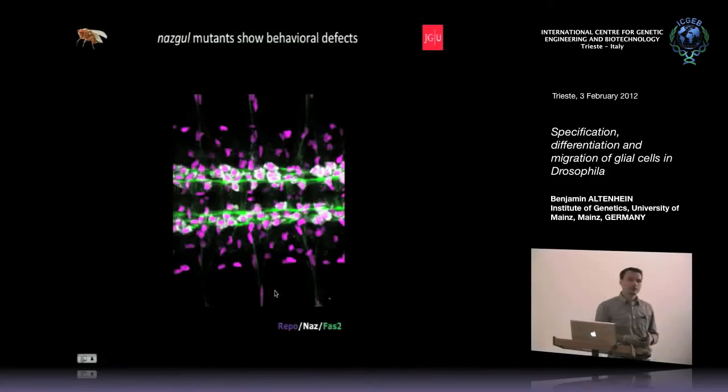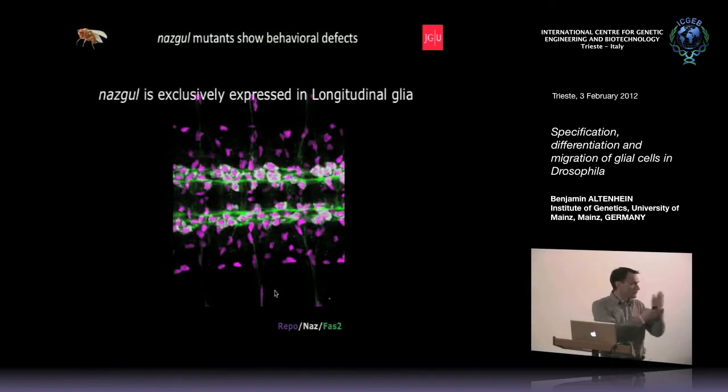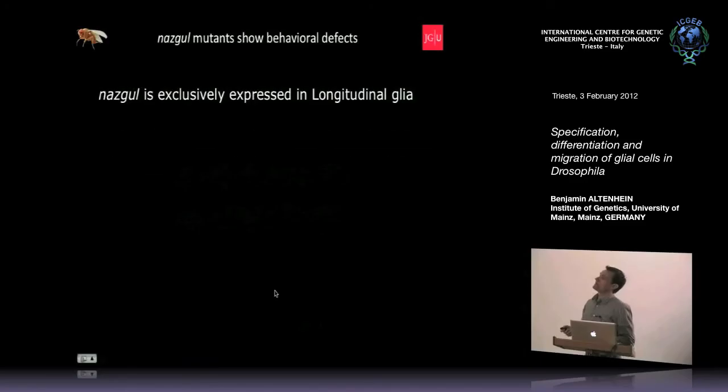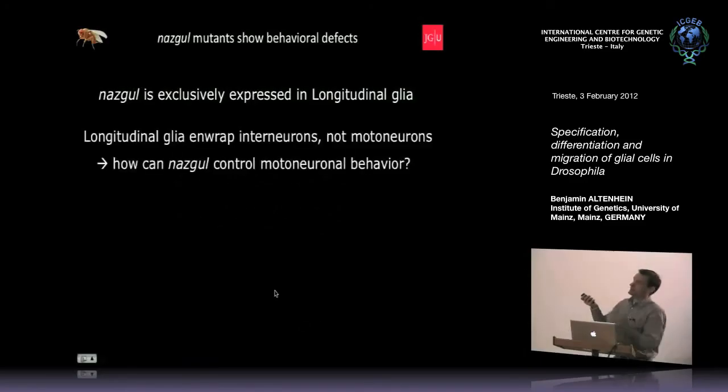So what do we learn from that? Nazgul is expressed in longitudinal glia, which are glia that lie on top of the neuropile. They don't have, at least not as we can tell by now, direct contact to motor neurons. So how can Nazgul-positive cells, these longitudinal glia, change motor neuronal behavior? Because this is what we see. I mean, we see motor neurons when the larva crawls. So we ask how can Nazgul control motor neuronal behavior?